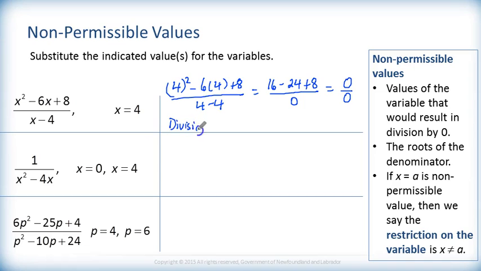Division by 0, undefined. That means that x equals 4 is a non-permissible value. I'll abbreviate that as NPV.